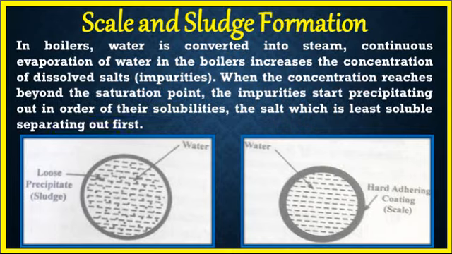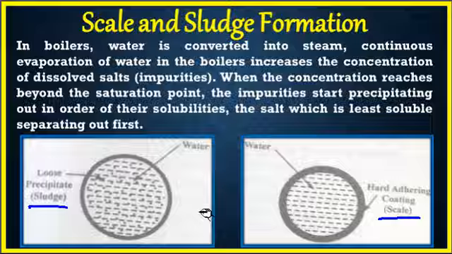So the continuous evaporation or steam generation in boilers may cause precipitation of salts in the boiler feed water. This precipitate may be of two types, sludge or scale. What is the difference between these two? When the dissolved salts are precipitated in the form of loose, non-adherent and slimy precipitate, then it is known as sludge. While when precipitation takes place in the form of a hard adhering coating on the inner walls of the boiler, then it is known as scale.